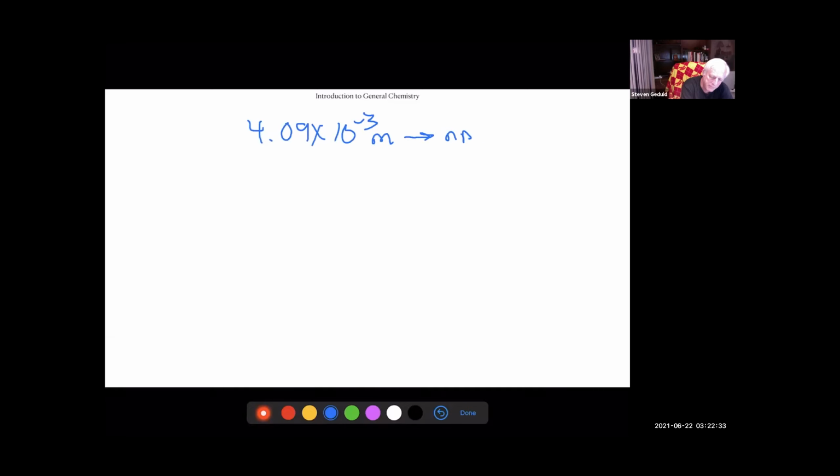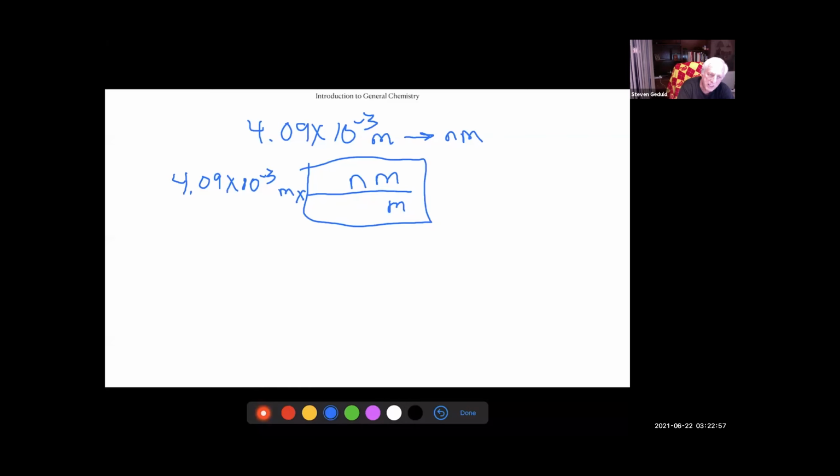Okay, so this one says convert 4.09 times 10 to the negative third power meters to the equivalent length in nanometers. Okay, perfect. We're doing conversions. Write down what you're starting with: 4.09 times 10 to the negative 3 meters. Draw your line. Then you put meters on the bottom so they cancel, and you want to go to nanometers. Then you make this block equal to 1.